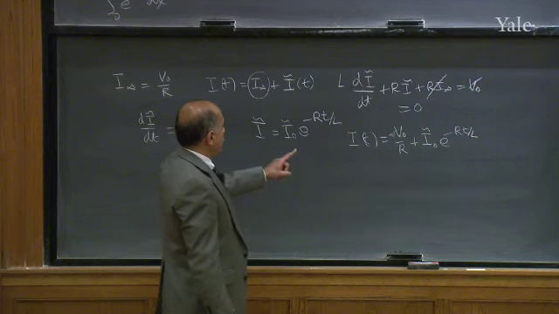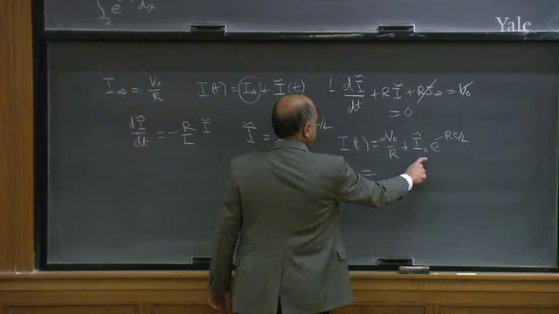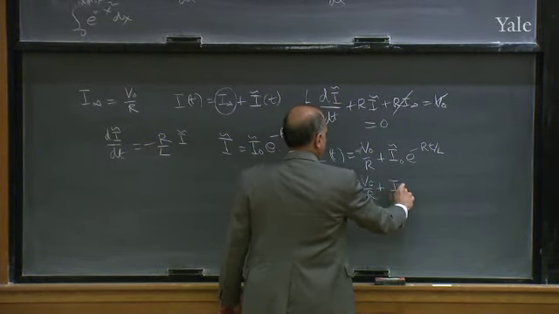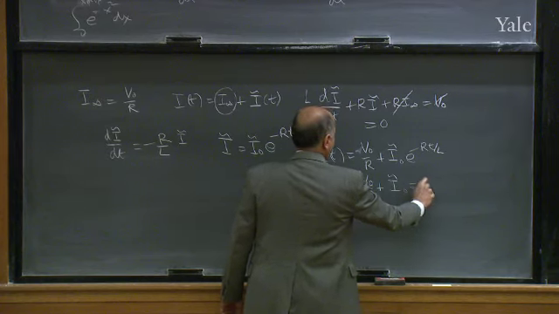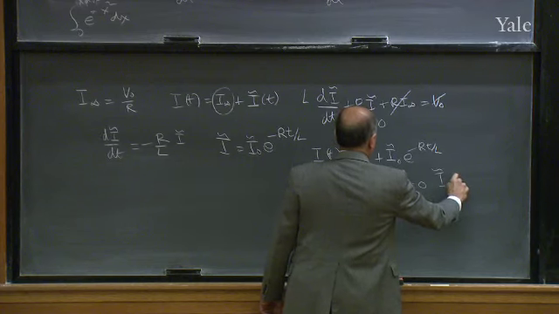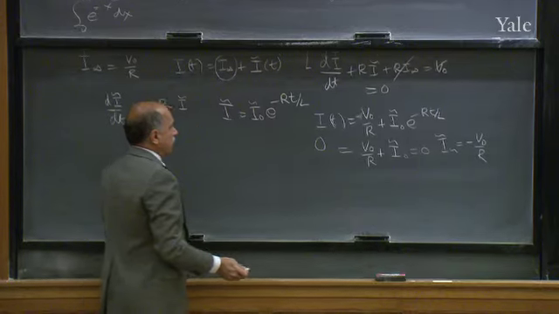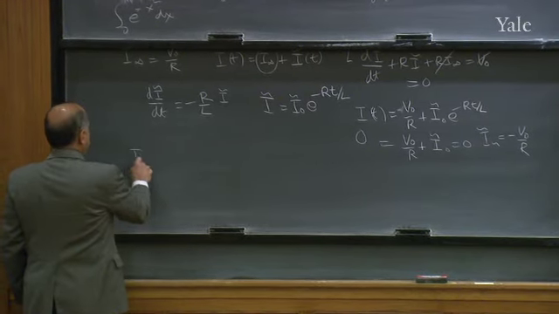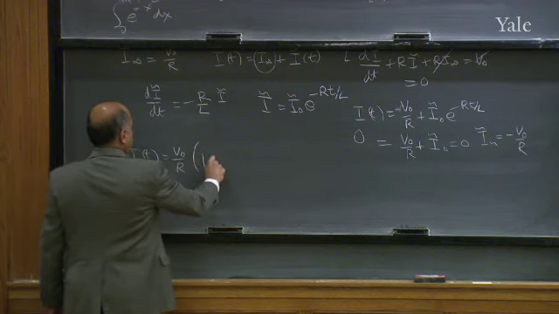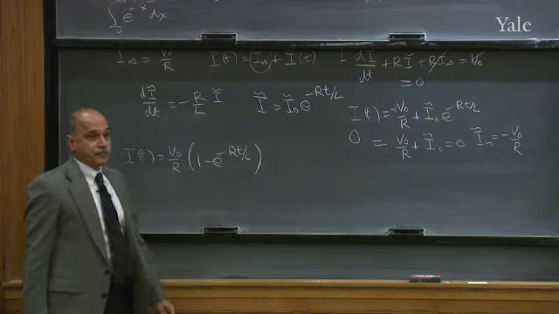But I know that at t equal to 0, this guy should vanish, because there was no current when I just threw the switch. So that tells me I twiddle 0 is equal to minus V naught over R. And we get our final result, which is I of t is equal to V naught over R times 1 minus e to the minus Rt over L.